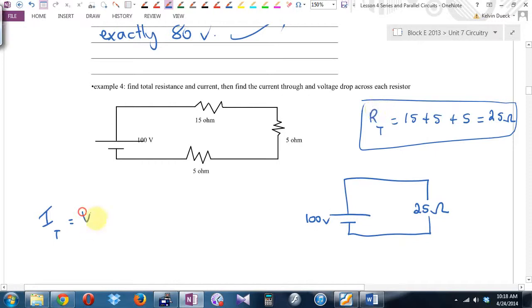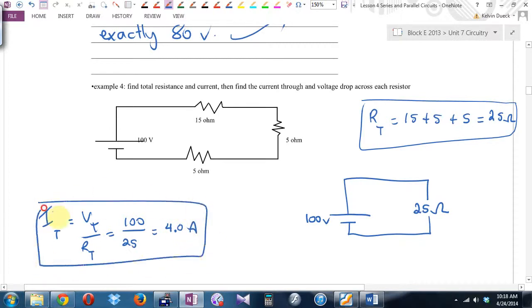I total is going to be V total over R total. What's the total voltage? 100. Total resistance? 4.0 amps. That's what else they wanted me to find.